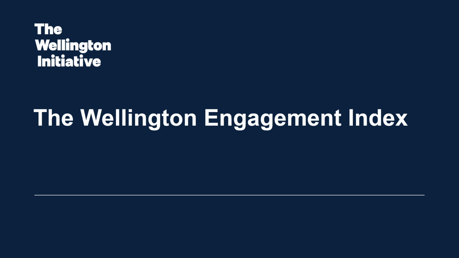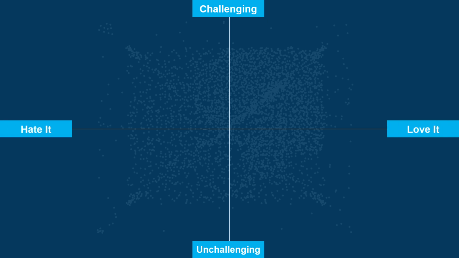Your school values your thoughts about your classes and would like to gather your feedback. You will be asked to give your feedback using the Wellington Engagement Index. The Wellington Engagement Index measures feedback using the engagement grid. The engagement grid has challenge on the vertical axis and love it on the horizontal axis.